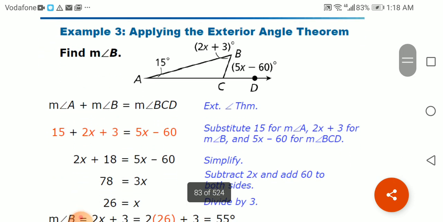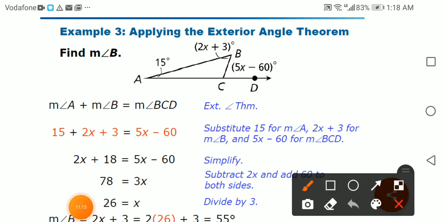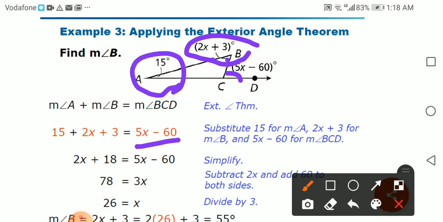Let's have an example. Measure angle AM. Here, applying the exterior angle theorem, find angle B. Let's see where angle B is. Okay, the remote. Okay, the exterior one. Is this exterior or interior? Interior, because it's inside, so it's called interior. So if I ask you to find this one, I will say that the exterior angle, which is angle BCD, is represented by 5x minus 60, equals what? 15 plus 2x plus 3.